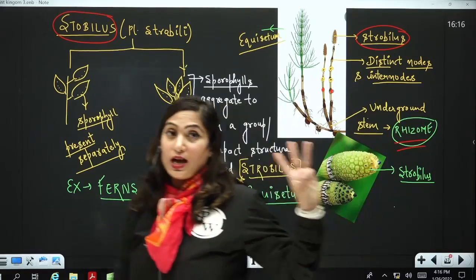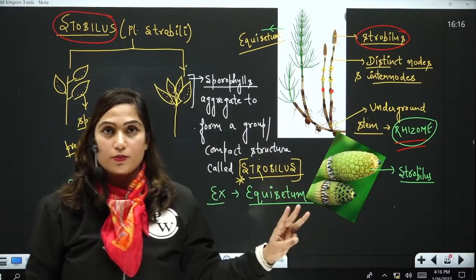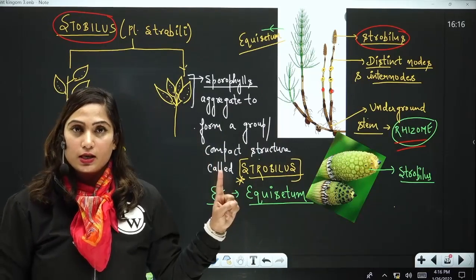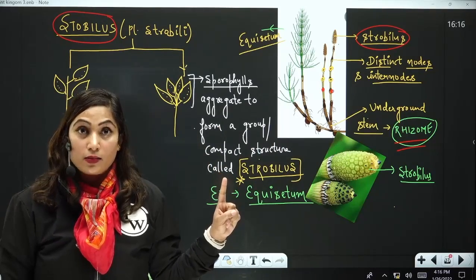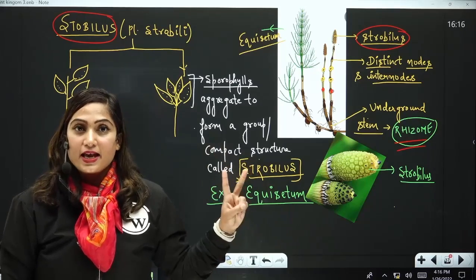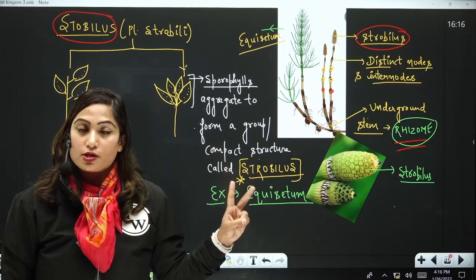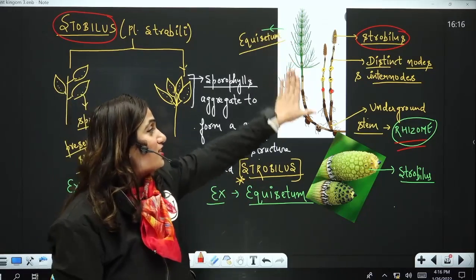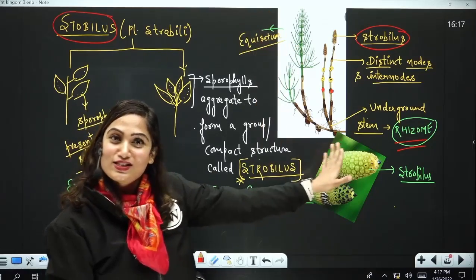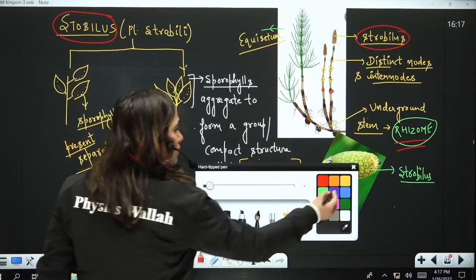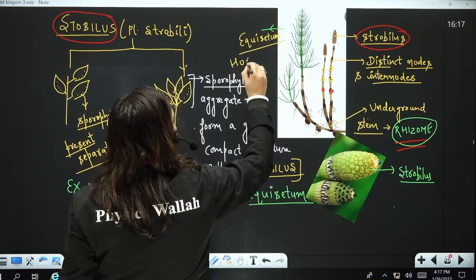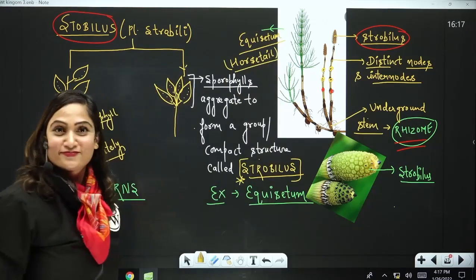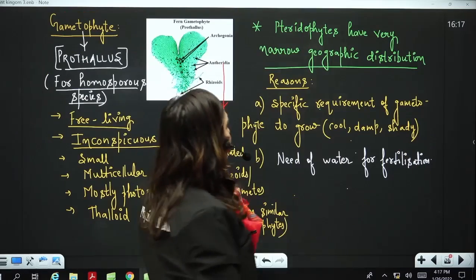So these three lines are very important regarding Equisetum. You have to remember this. This can come in NEET. Three special points. First, Equisetum has strobilus. That means it does not have sorus. Second, it has distinct nodes and internodes. Third, it has an underground stem called rhizome. And Equisetum, you can see here, has a horsetail-like structure. That is why Equisetum is also called horsetail. Okay? So let's move on further.